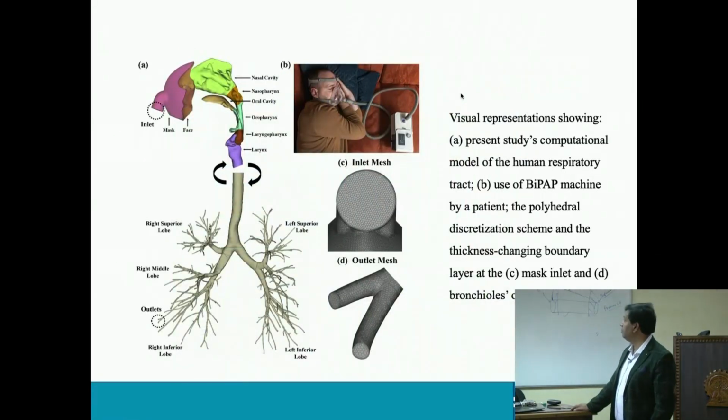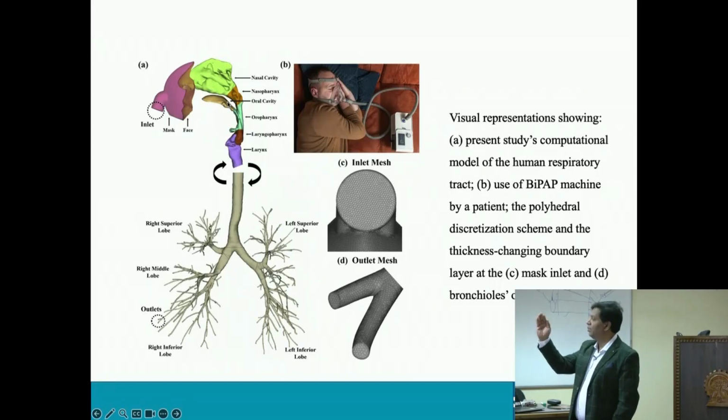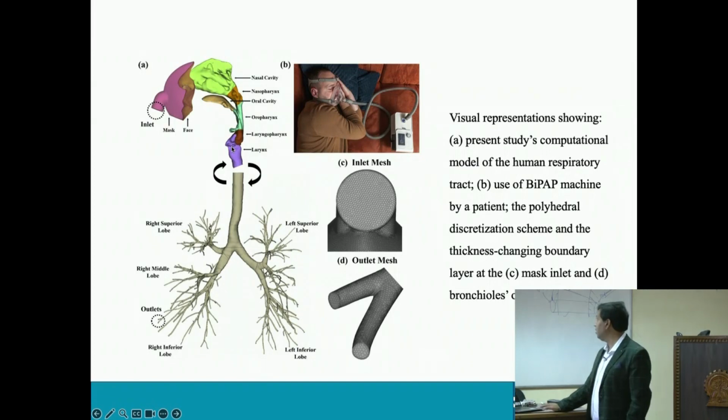This is for the BiPAP we recently submitted. It's not published yet. This time we rotated it for the visualization to show you. We just rotate this to that side, because if it is this side you cannot see anything. So we just showed it here, and then we put a mask like that. This is now the inlet. We are giving the positive pressure through this one, and then through the nose it is inhaling.